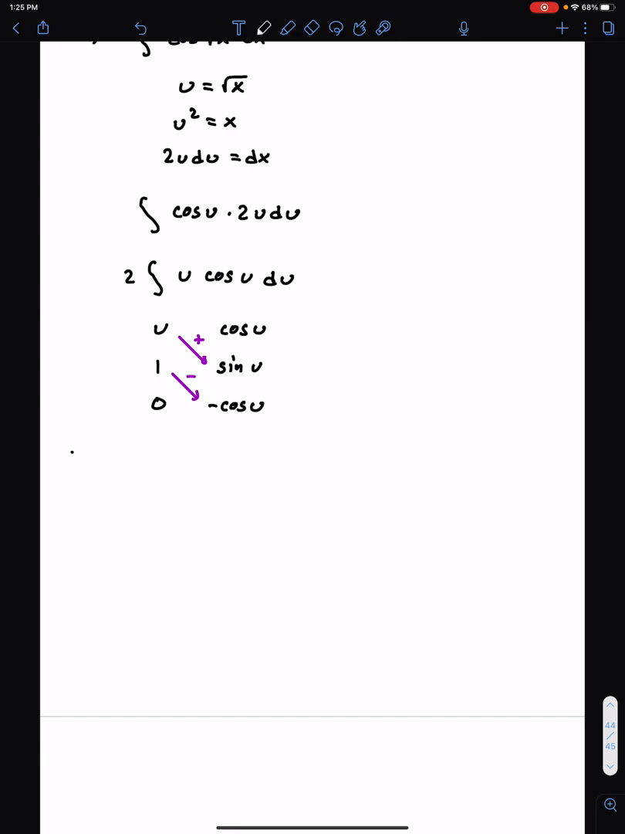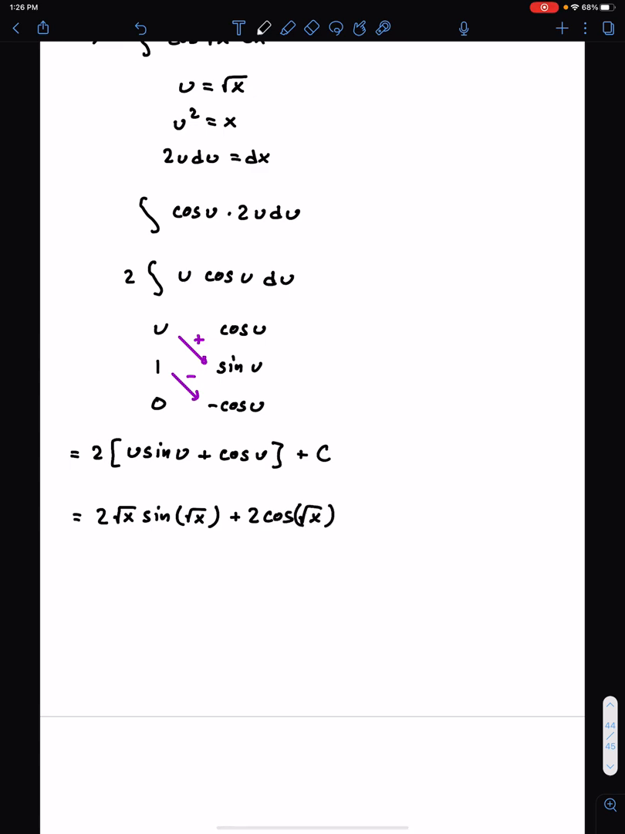So this integral is equal to 2 times u sine u minus a negative, so plus cosine u, and then plus c. If I distribute the 2 and replace u with square root of x, so 2 root x sine root x plus 2 cosine root x plus c.